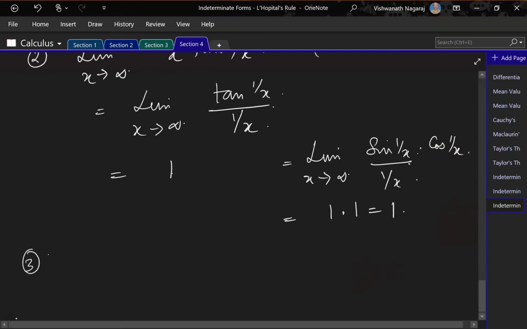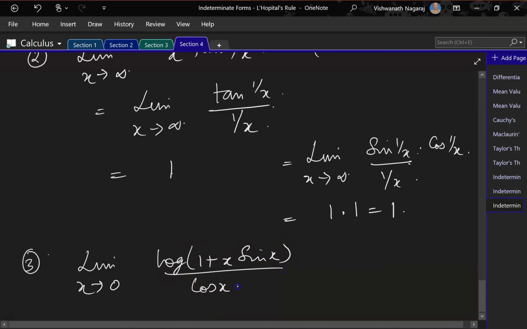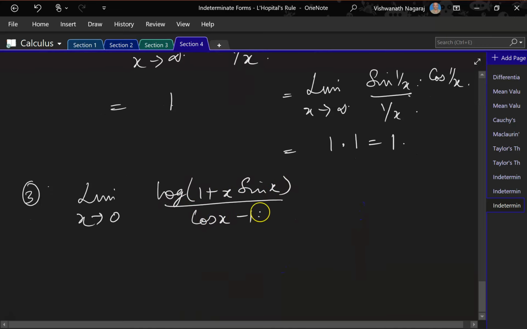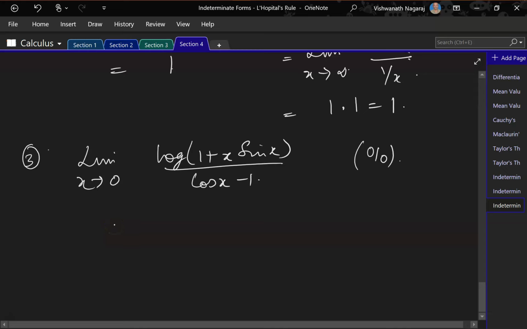Okay, let's do a little bit more complicated one. Limit as x approaches 0 of log of 1 plus x sine x divided by cos x minus 1. Let's see, which form is this? Sine 0 is 0, 1 plus 0 is 1, so log of 1 is 0. Cos x is 1, 1 minus 1 is 0. So this is of 0 by 0 form. Okay, so we can just start applying L'Hopital's rule.